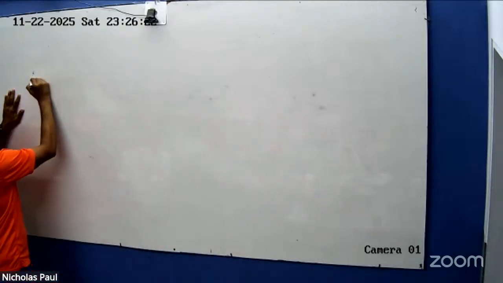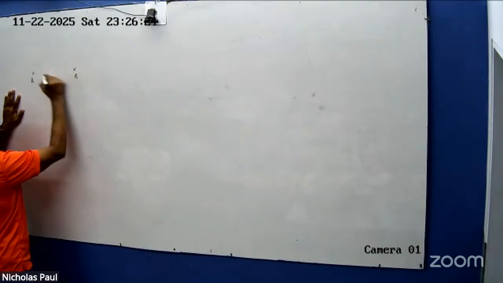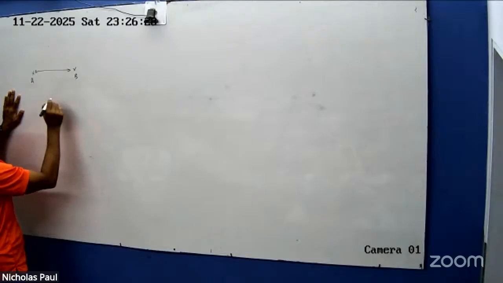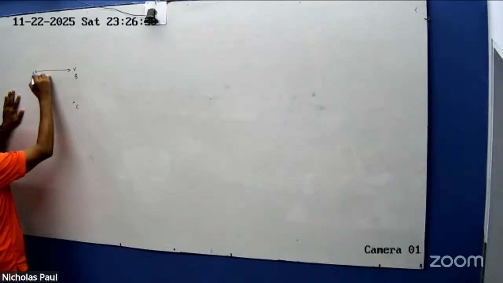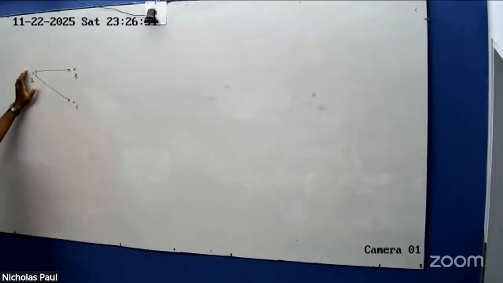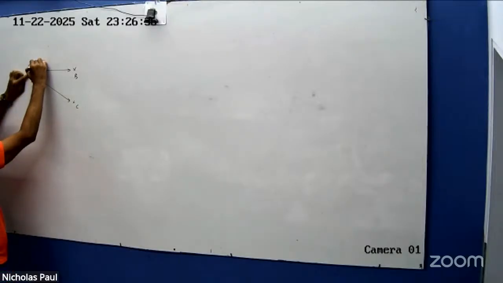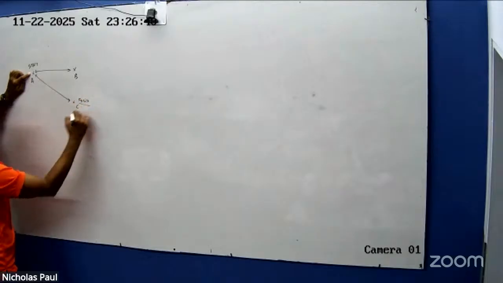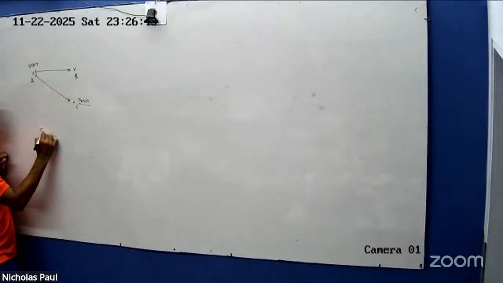Right, so as I said, this distance here is the distance traveled. If we go down to C, this is your displacement here, the distance from where you start to where you finish.